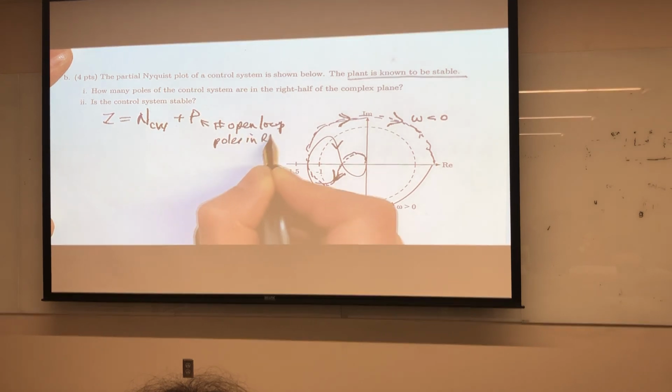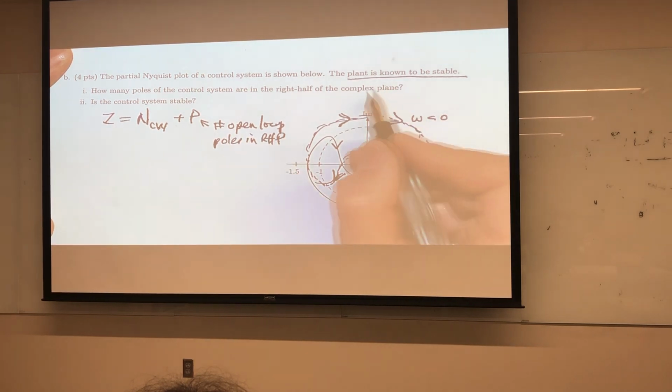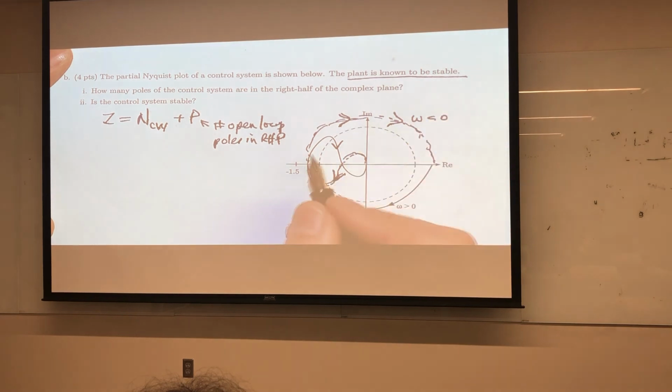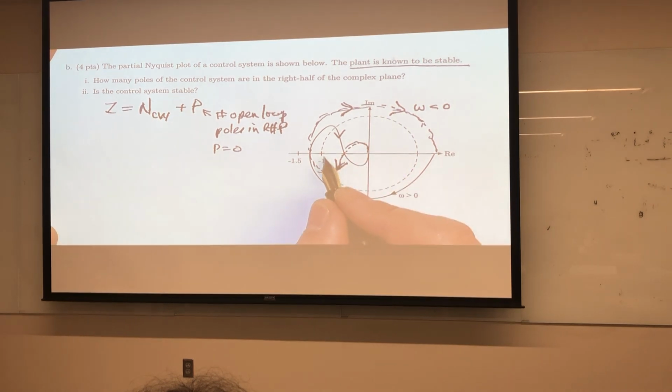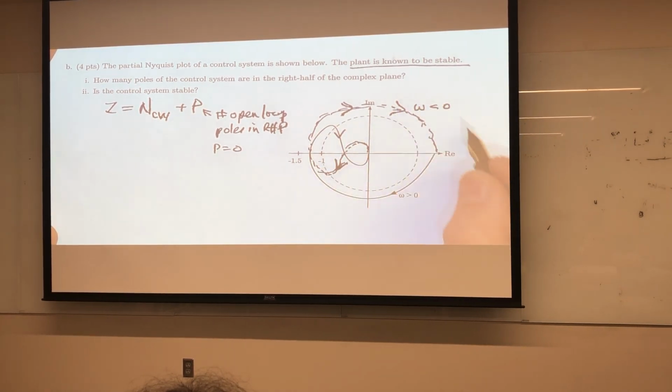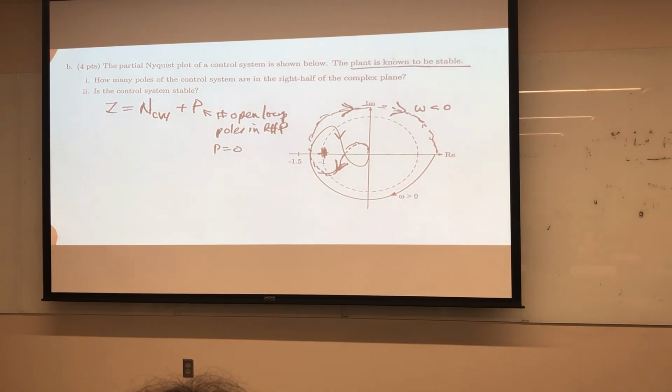In the right half plane. And we're told that the plant is stable, so the open loop P is going to be 0 in this particular case. Now we have to take a look and see how many times this plot circles around the point -1, and the point -1 is right here. We see all these loops, and we see how many times this is going around -1.